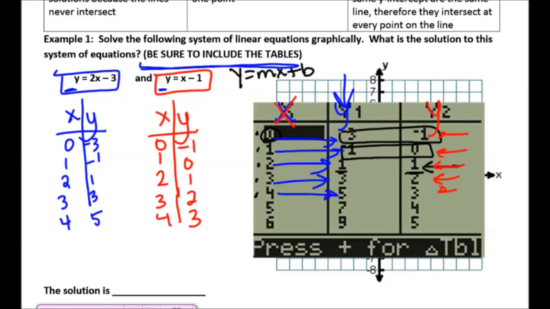Okay? All right, so now I want you guys from this point to pause the video and take a minute to graph both of these lines on your paper.